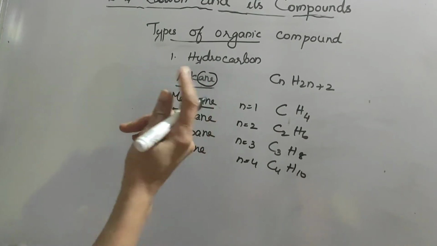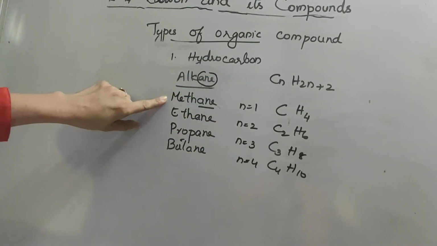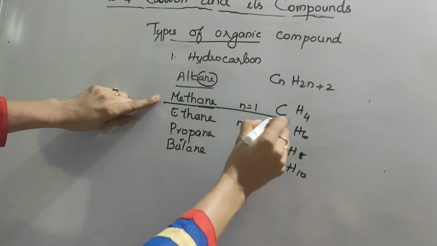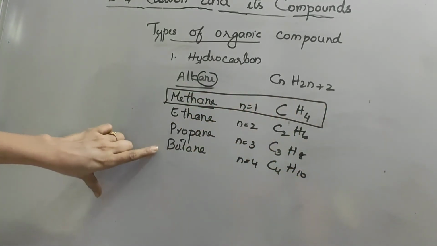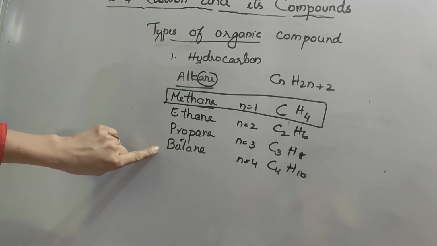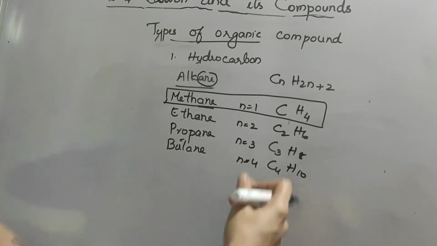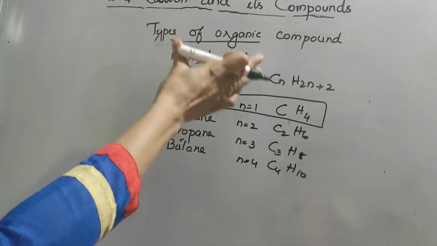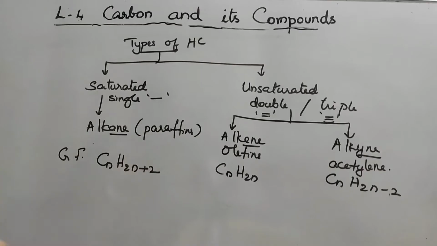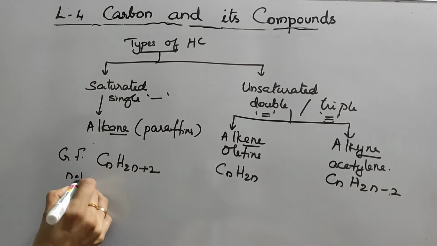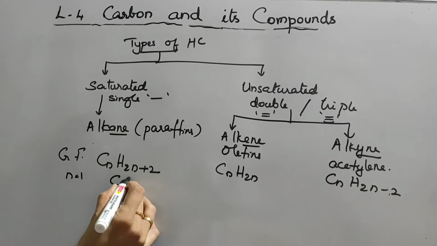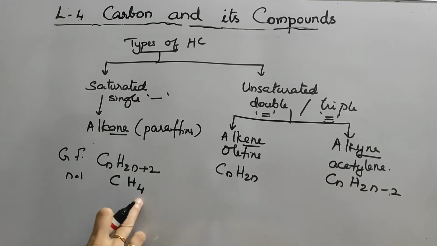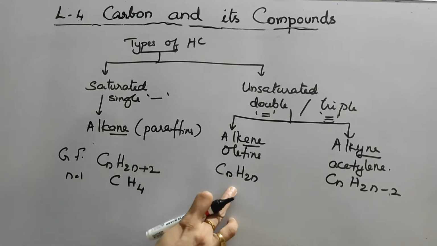Very important: the first member of the alkane series is known as methane. The formula is CH4. The second member is ethane, propane, butane, then five is pentane, six hexane, seven heptane, octane, nonane, decane. Like this is the series. For the first member of the alkane series, put n equal to 1. That means C1, H 2 into 1 plus 2, that is 4. CH4, that is methane.